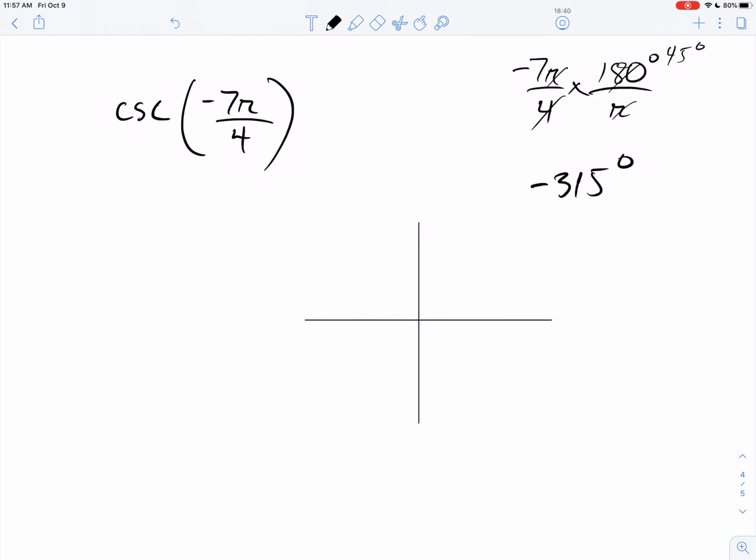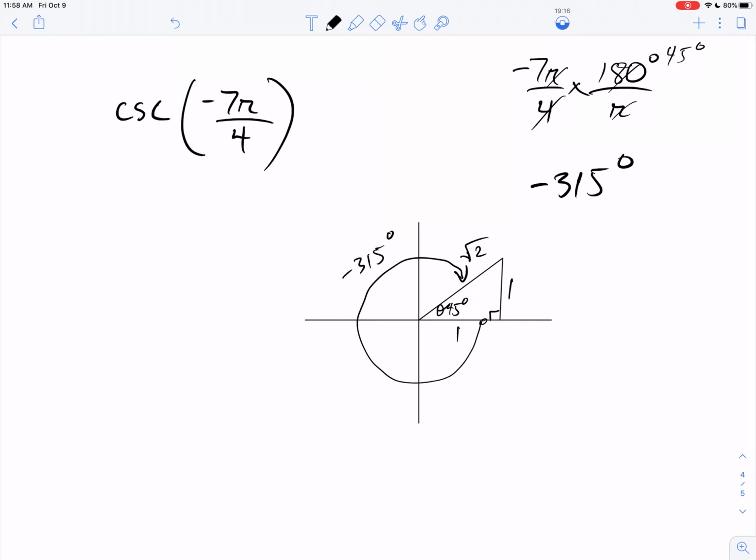I would start, of course, on the positive side of the x-axis, and I would rotate this way. I would go negative 315 degrees, which would give me a terminal side. Then I would take the terminal side, connect it to the x-axis, form a right triangle, and mark this angle and say, that's my reference angle. And that reference angle is how big? It is 45 degrees big. So I'd go, oh, 1, 1, rad 2. And I'm looking for cosecant.